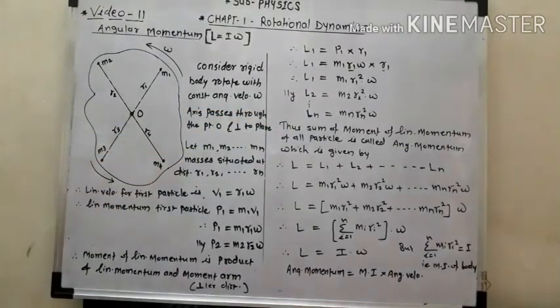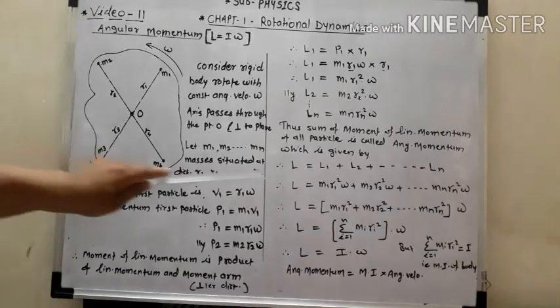In this way, we can find the moment of linear momentum: L1 is equal to M1 R1 square omega, L2 is equal to M2 R2 square omega, and Ln is equal to Mn Rn square omega. Then the sum of the moment of linear momentum of all the particles is called the angular momentum. We have to derive the relation for the angular momentum, denoted by the letter L.